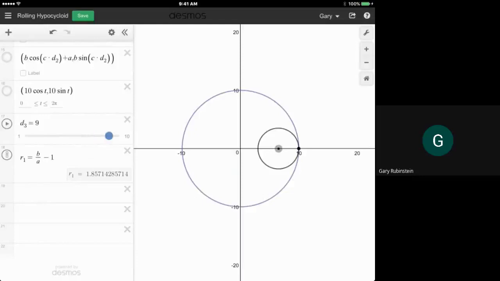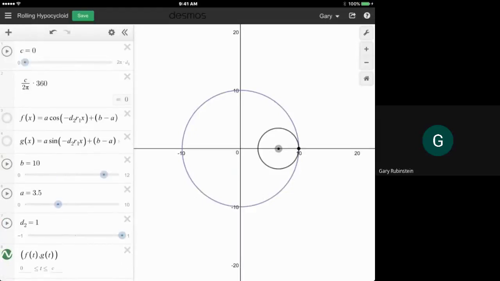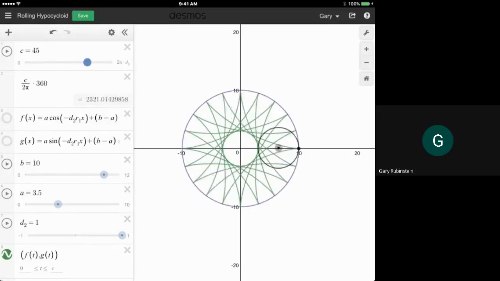Here, I'll make it go around a bunch of times now. So here I have 3.5 for the small and 10 for the big. And you see, as you do it more and more, you get something like that.